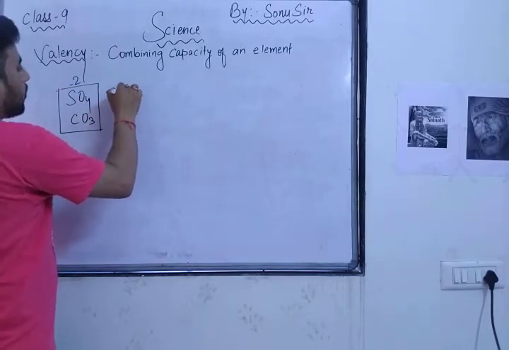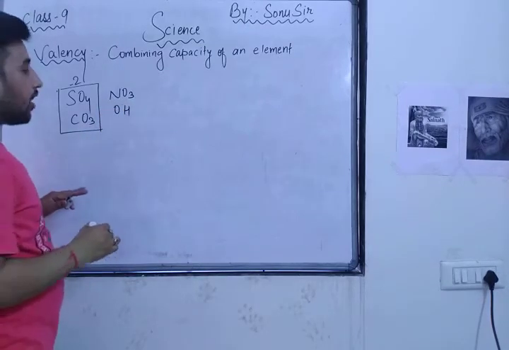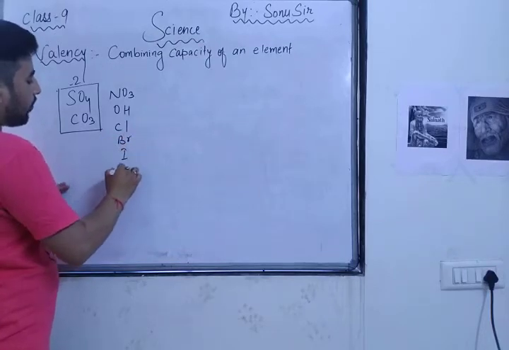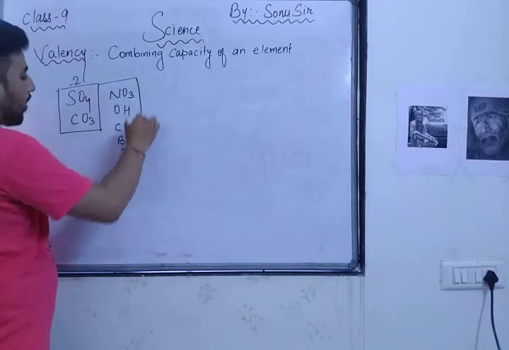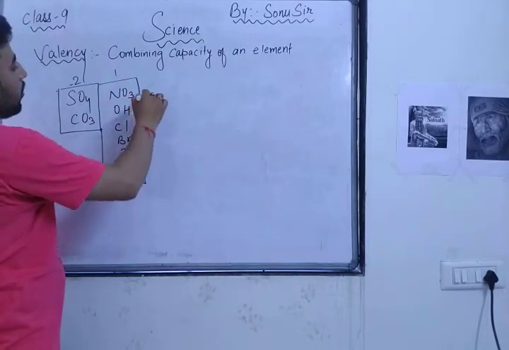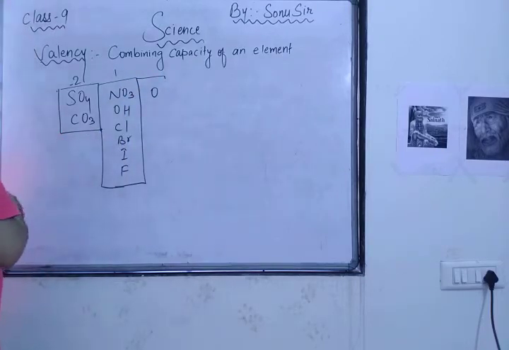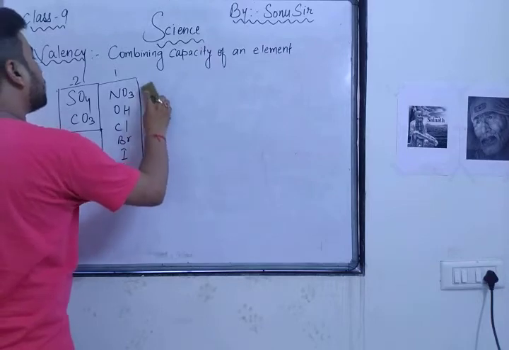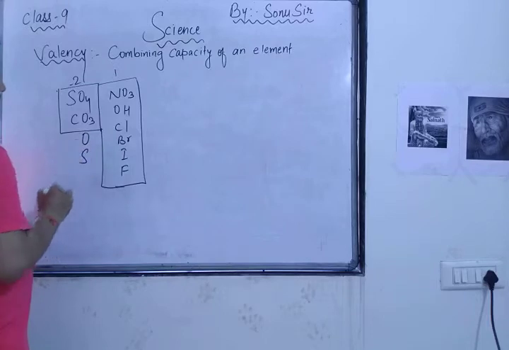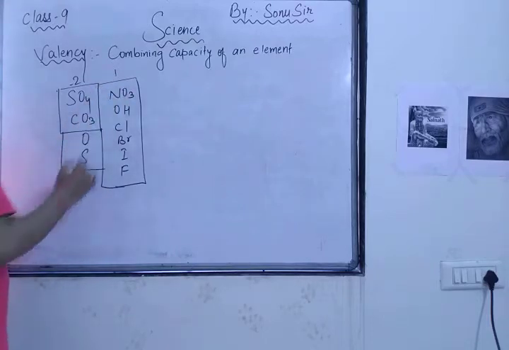Nitrate, NO3, have you heard about the nitrate? Have you heard about the hydroxide? Have you heard about the chloride, bromide, iodide, fluoride? These all have valency 1, right? If I talk about the oxides, they have valency 2. So they also come in this group because they have valency 2. Oxides, sulfides, right? So these all have valency 2. These all have valency 1.